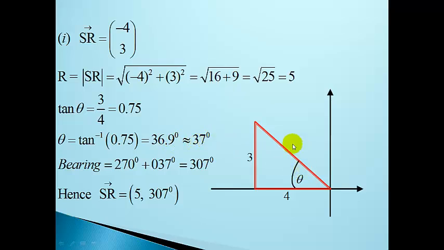Now, in this quadrant, when you are finding the bearing, it is 270 degrees plus theta. And the theta has now given us 37 degrees. So instead of 270 degrees plus theta, we have 270 degrees plus 37 degrees. And this is equal to 307 degrees. This means that SR is equal to 5, 307 degrees, where 5 is the magnitude and 307 degrees is the bearing or the direction.